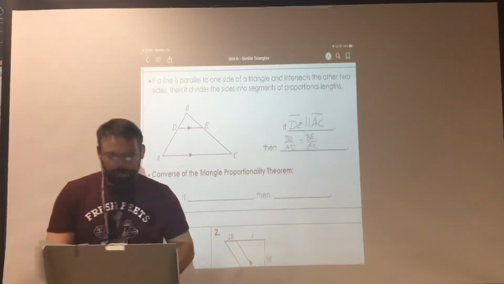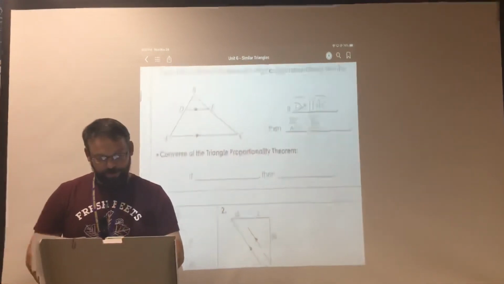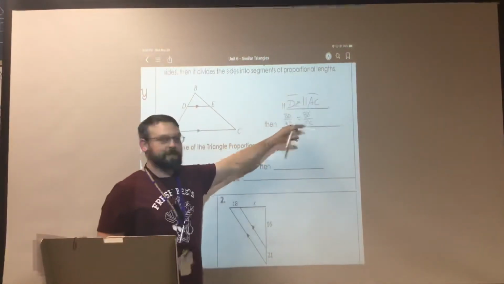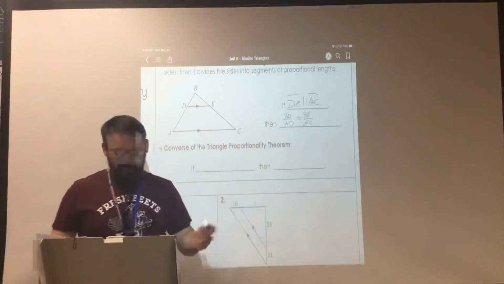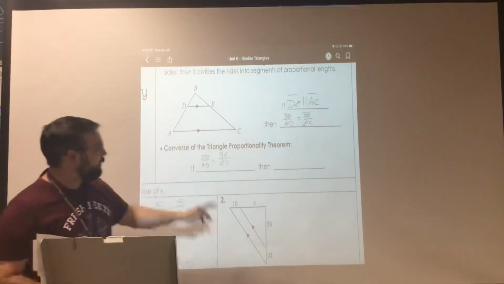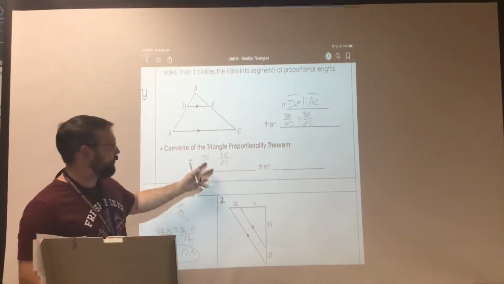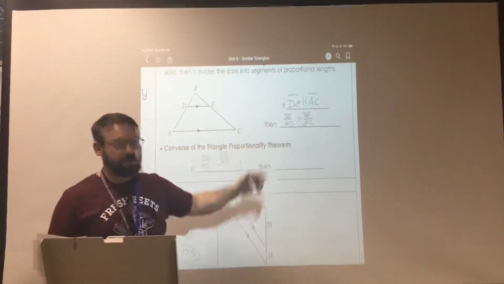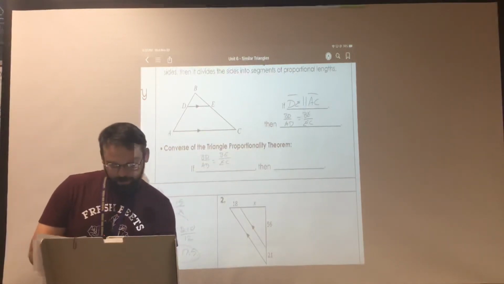Okay? So, while we're at it, the converse to this. If you remember, converse is where I take the if-then statement and just rewrite it. So, the converse of this would be: if I can prove that these two ratios are in proportion, so if my two ratios are proportional, then I can conclude that these two lines are parallel.